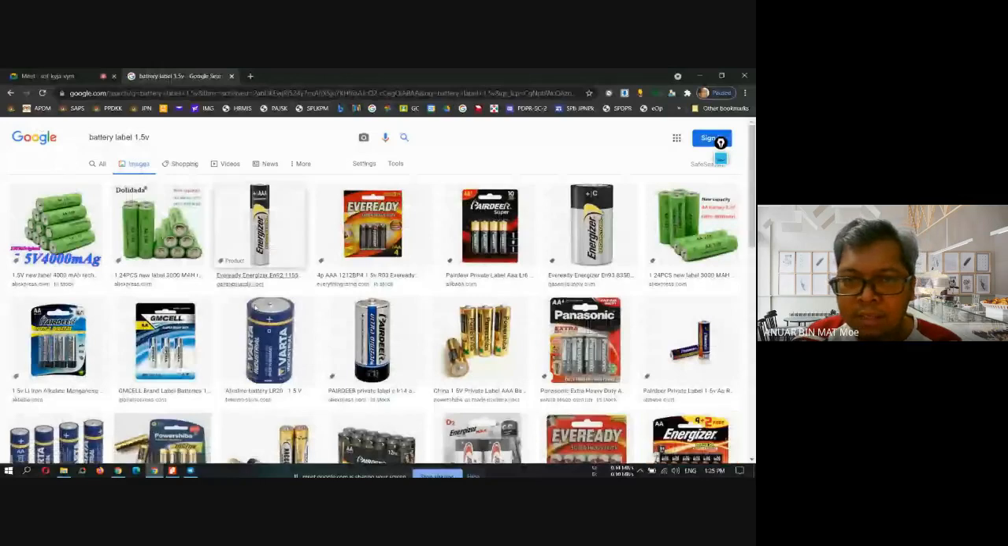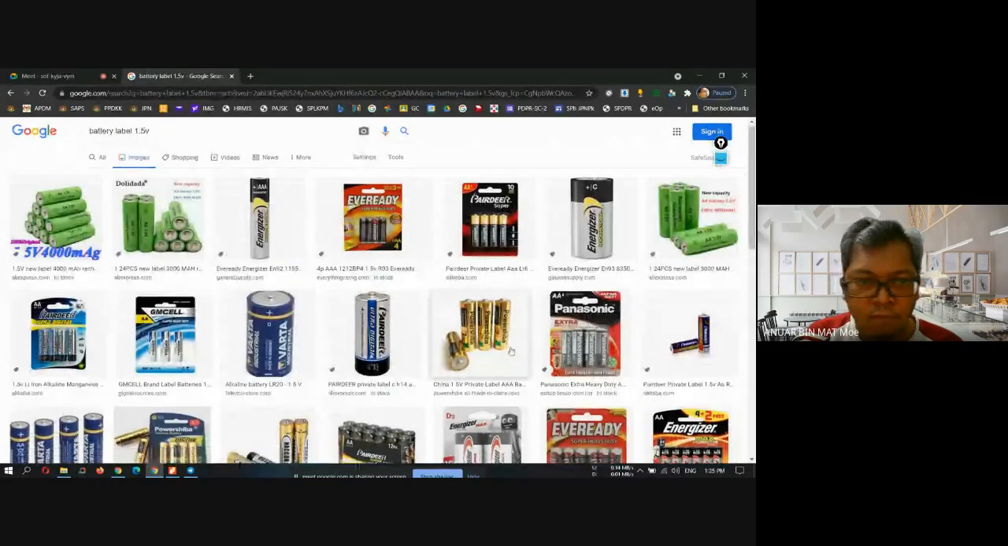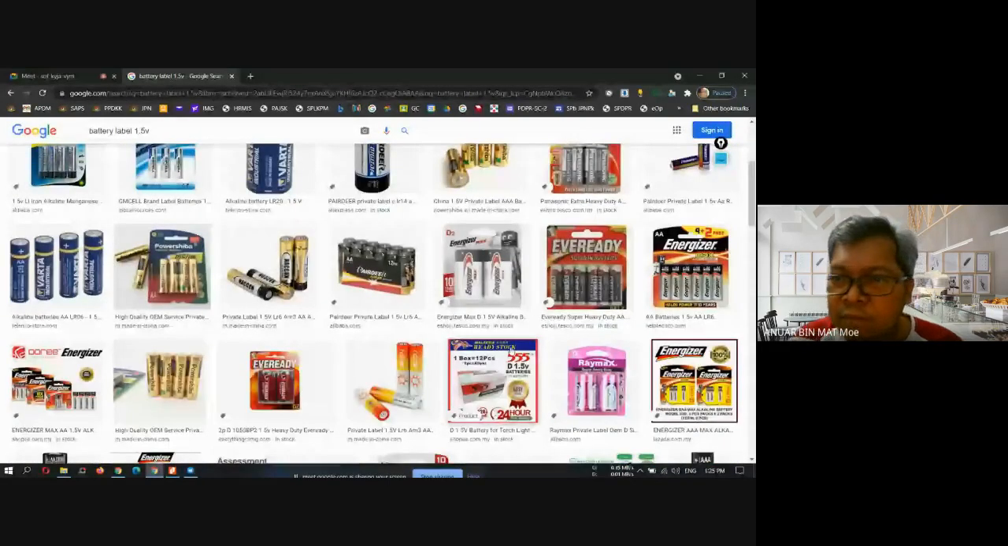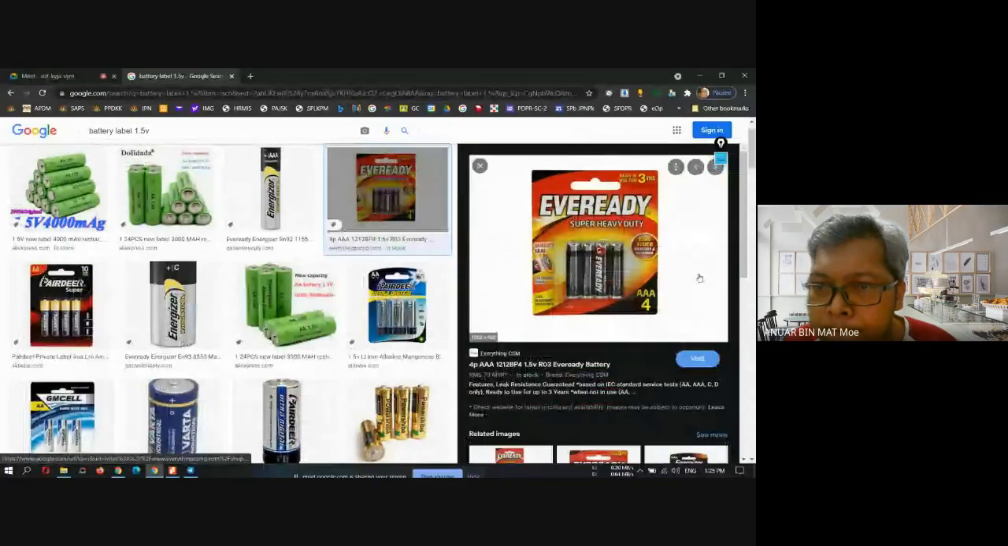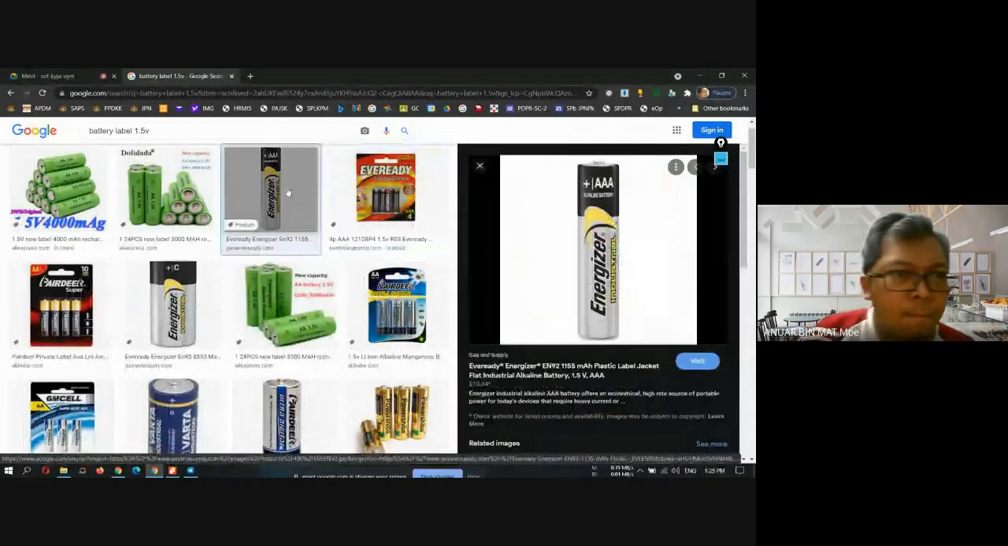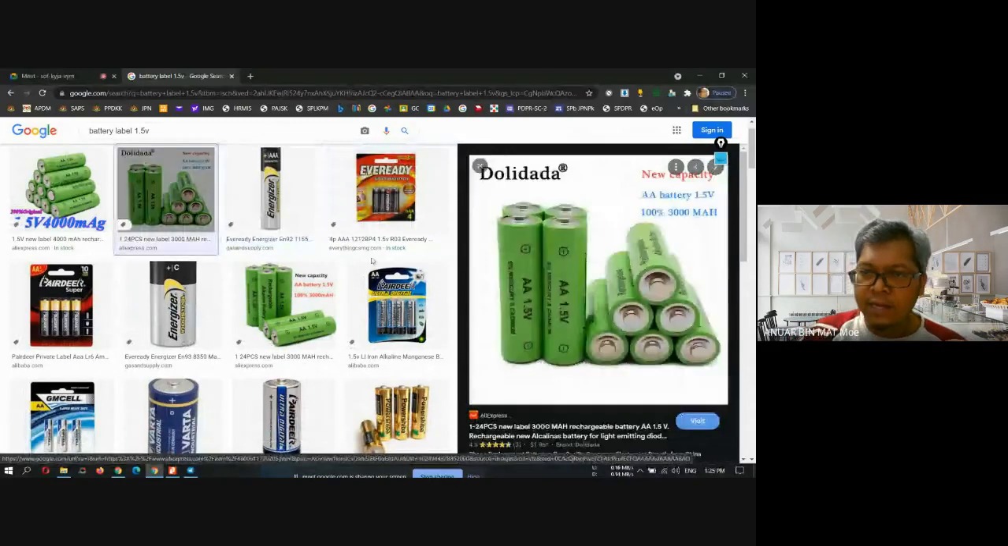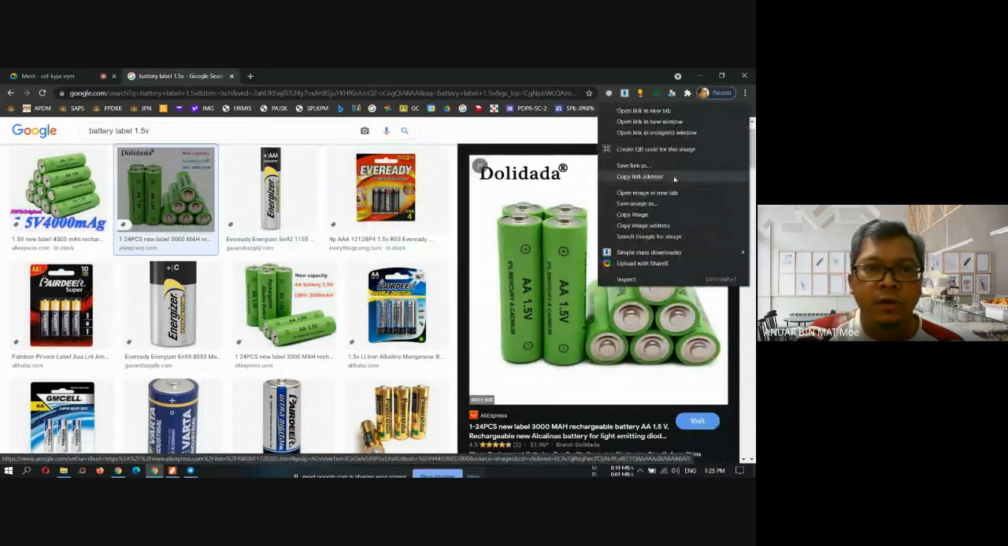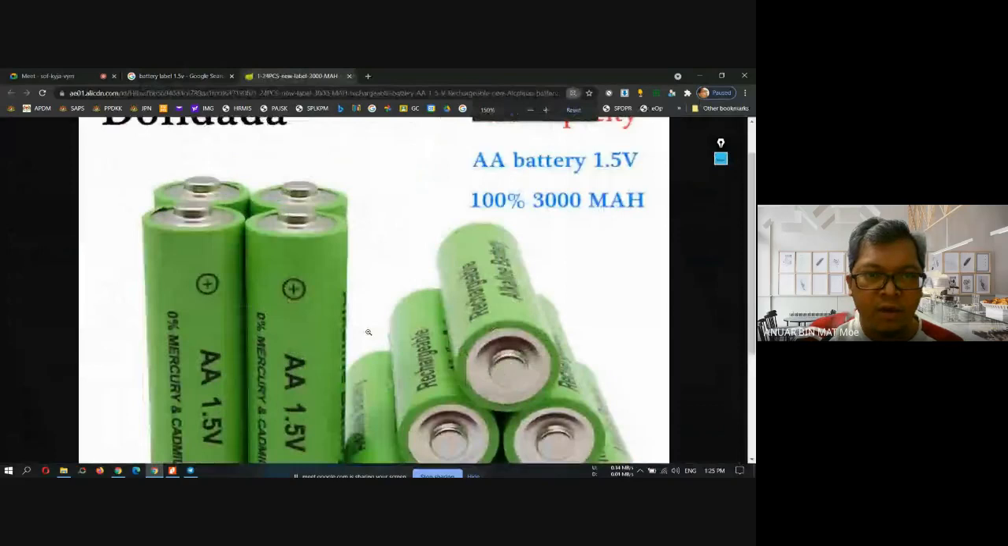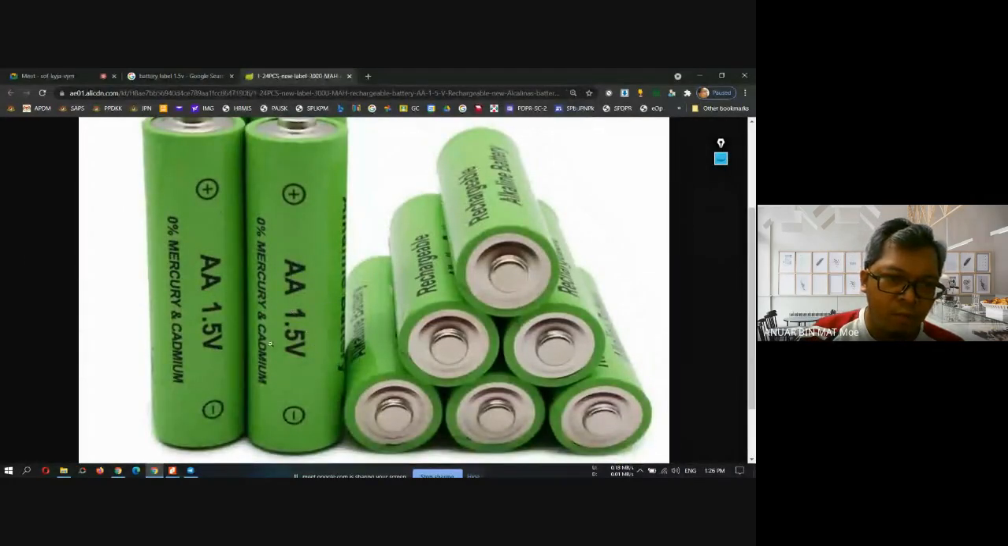For example, where is the one that has the information? Okay, open a new window. For example, here, the battery already has the voltage stated. You can see 1.5 volt. So if you connect two batteries, you have 3 volt. This is an example of voltage, but there is no current. They do not tell you the current. They just tell you the voltage of the battery only.